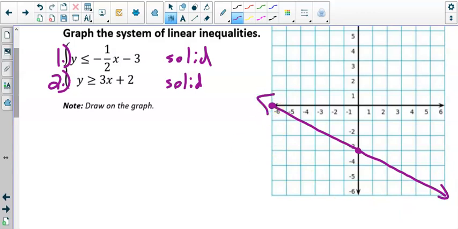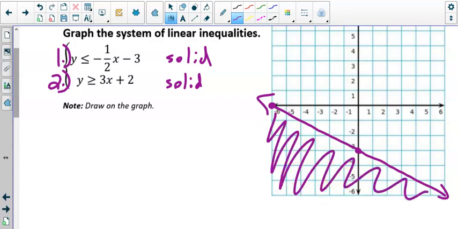And where did it shade? Below. Yay. There we go. And now we'll go in. We'll do the same thing for the other guy.